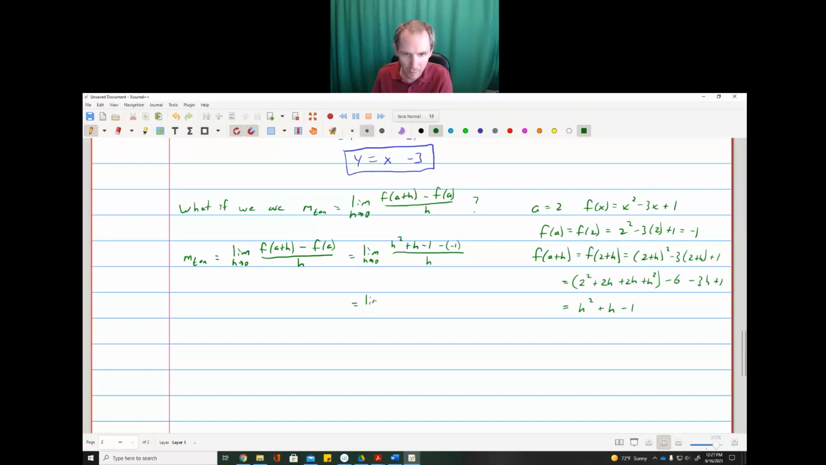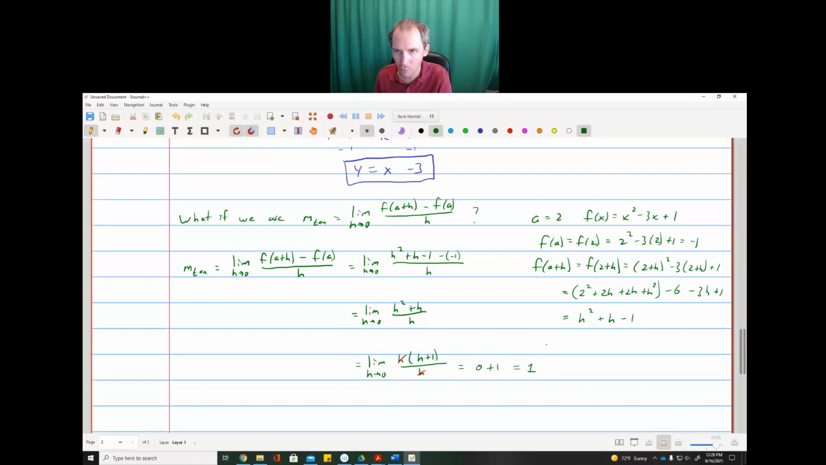So this is the limit as h goes to 0 of (h squared plus h) over h. And I need to cancel this h in the denominator in order to do anything with this limit. So I'm going to factor an h out of the numerator. Okay, so now we can cancel this h. And now I can use direct substitution to solve this. H is approaching 0, so I replace my h with a 0. Okay, and we get the same slope that we did before.